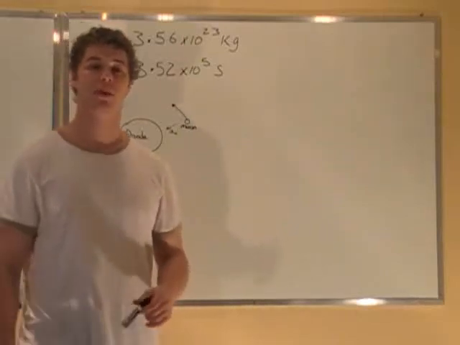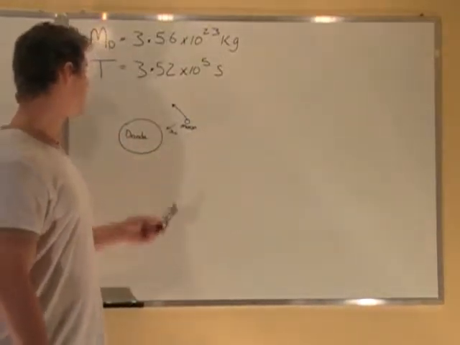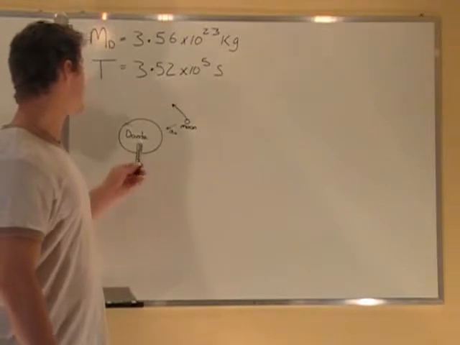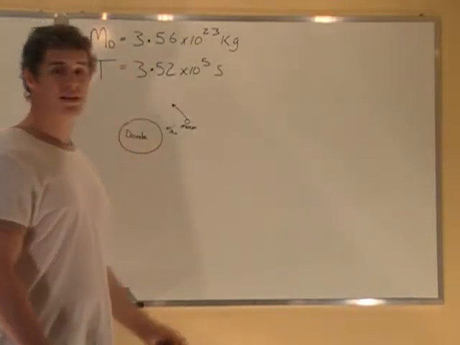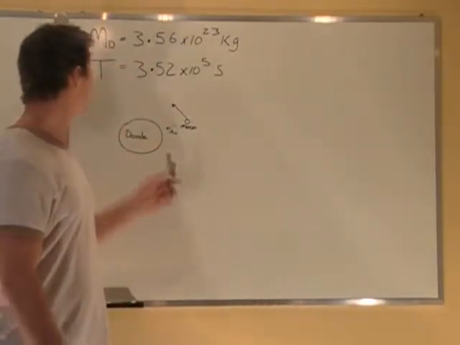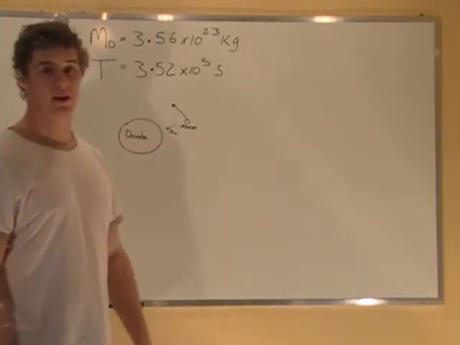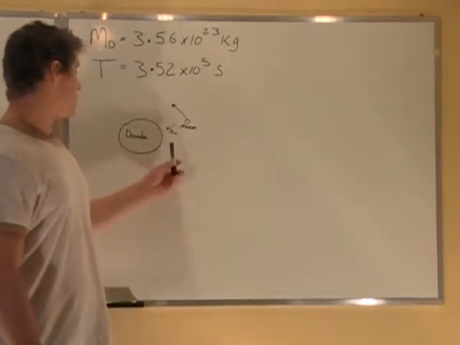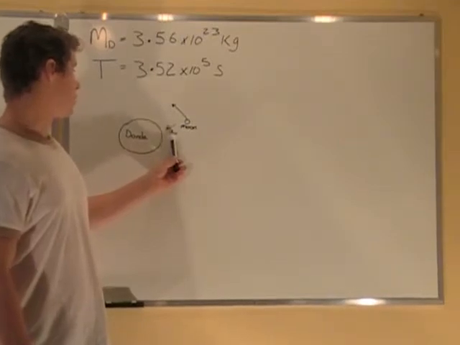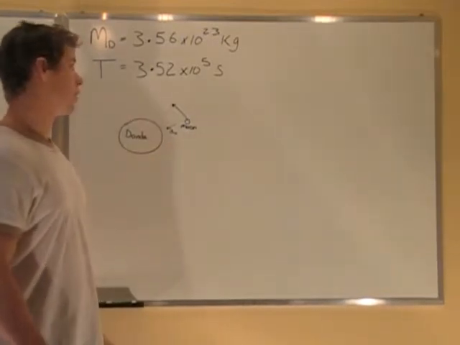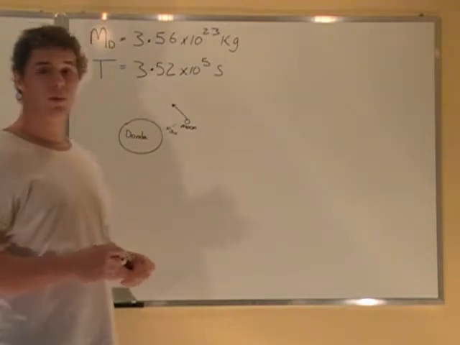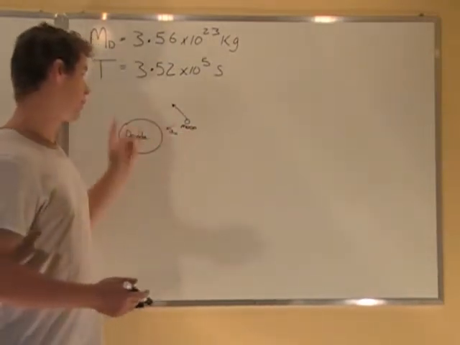Alright, in this problem we have a moon orbiting the planet Donda. Now the planet Donda has a mass of 3.56 times 10 to the 23 kilograms, and the moon is orbiting at a period of 3.52 times 10 to the 5 seconds. As you can see, I've got the centripetal acceleration labeled here towards the planet Donda. Now what we want to do is find the velocity of the moon going around.